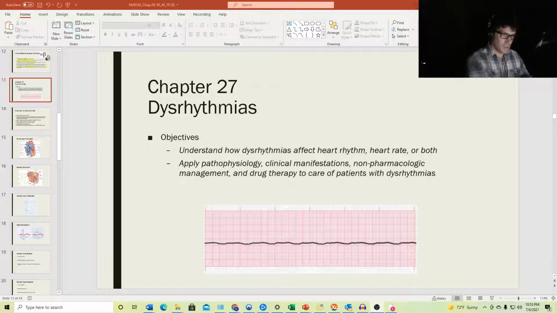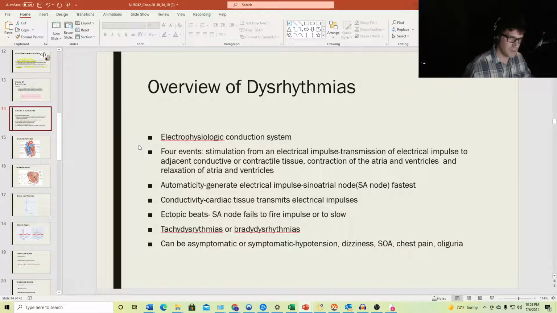So objectives: understand how dysrhythmias affect heart rhythm, heart rate, or both. Apply pathophysiology, clinical manifestations, non-pharmacologic management, and drug therapy to care of patients with dysrhythmias. Next, overview of dysrhythmias.